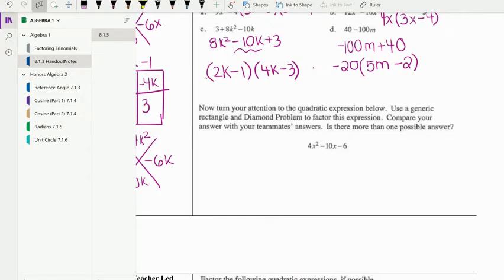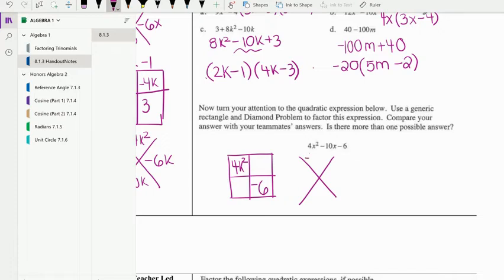All right, so now we're going to go ahead and look at this trinomial. Use a generic rectangle and diamond problem to factor this expression, and then we want to compare answers. So we're going to look at a couple different options here. I'm going to go ahead and make my rectangle. 4x squared will go in the first box, and then negative 6 goes in the last box. And then we can make our diamond.